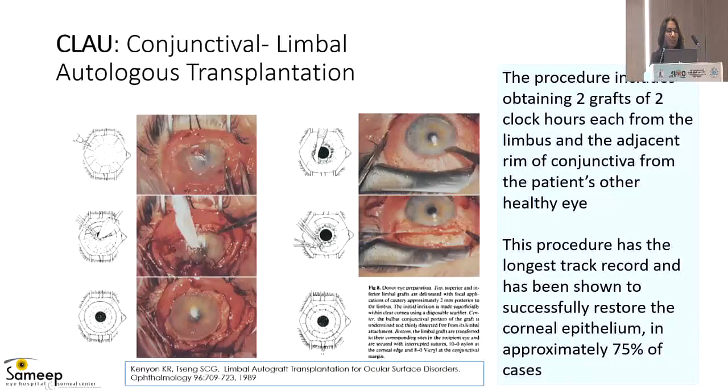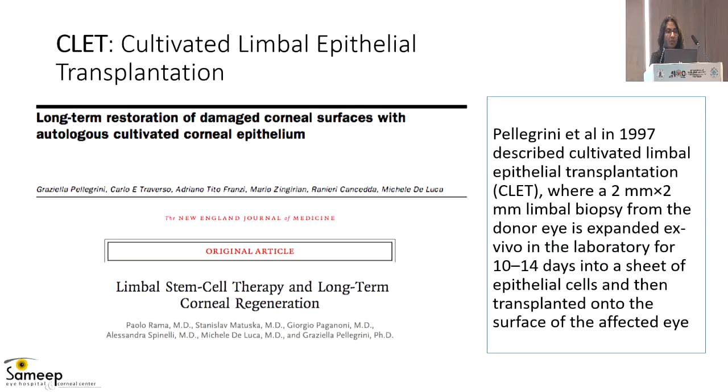Just briefing about the basic terminologies: conjunctival limbal autologous transplantation is a procedure which includes obtaining 2 grafts of 2 clock hours each from the limbus and the adjacent rim of conjunctiva from the patient's other healthy eye. This procedure has the longest track record and has been shown to successfully restore the corneal epithelium in approximately 75% of the cases. But the drawback is it creates a limbal stem cell deficiency in the donor eye.